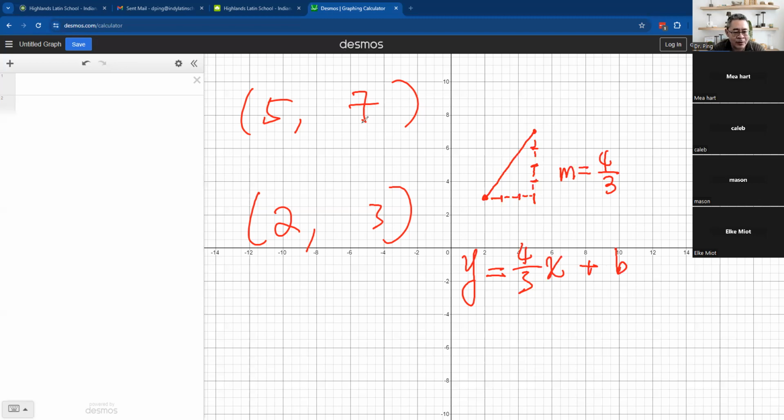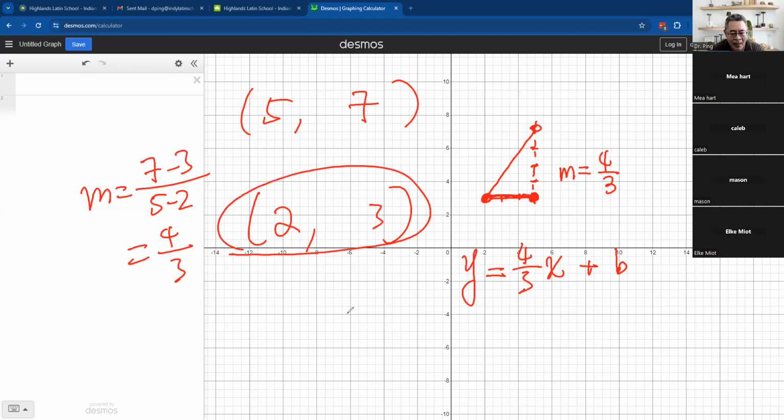Well, we can use 7 minus 3. This is a 7, this is a 3, so 7 minus 3 over, this is a 5, this is a 2 in terms of the x coordinate, so it's 5 minus 2. We got 4/3. So now once we got here, we plug in a number.